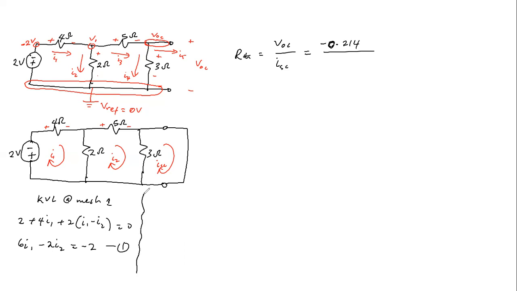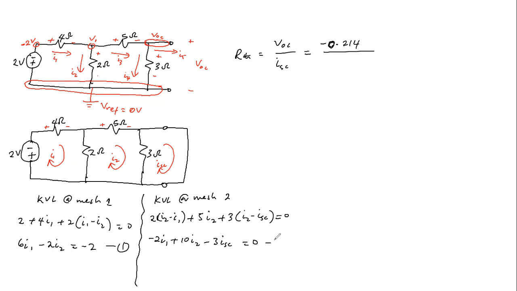By KVL at mesh 2, this mesh, we have 2 I2 minus I1, because I1 is going in the opposite direction, plus 5 I2 plus 3 times I2 minus the short circuit current is the same as zero. By further simplification, we have minus 2 I1 plus 10 I2 minus 3 ISC is equal to zero. So this is our second equation.